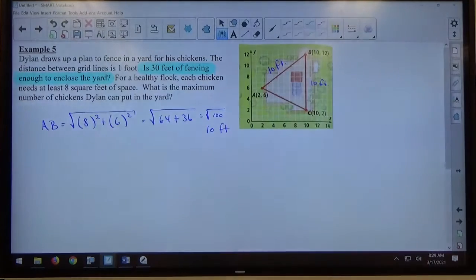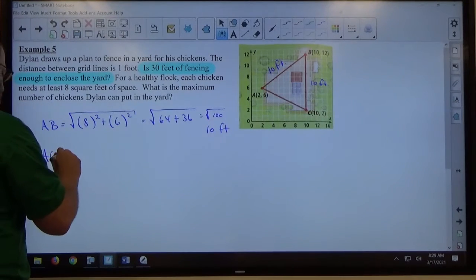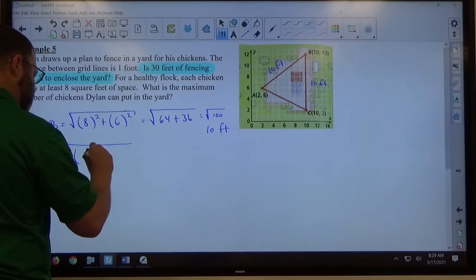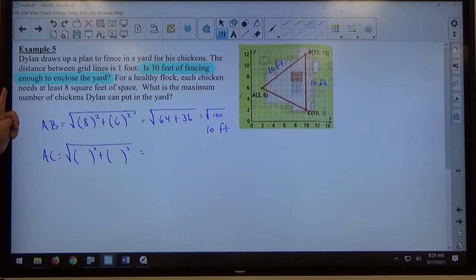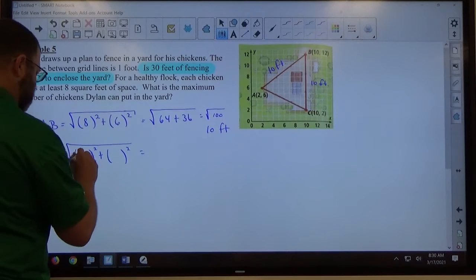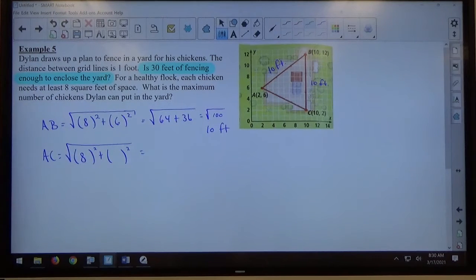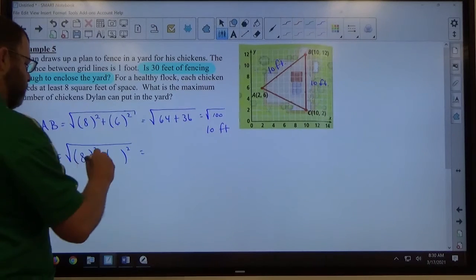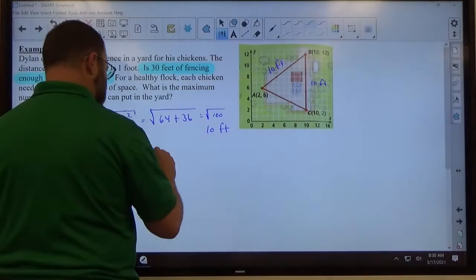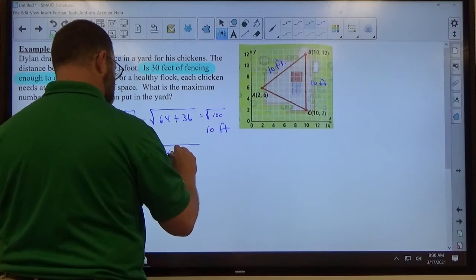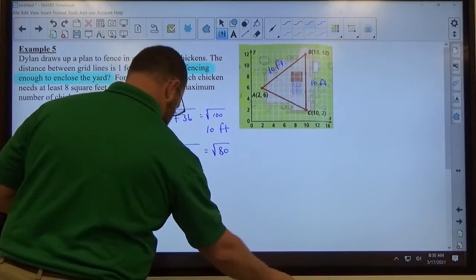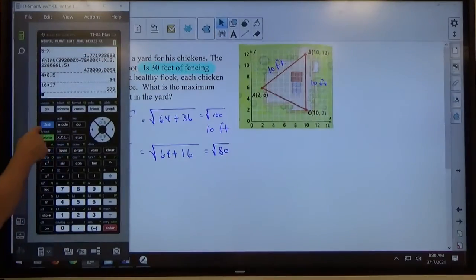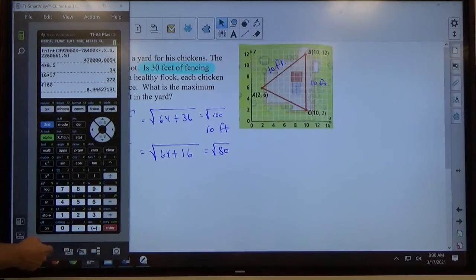And finally AC. We're trying to find the length of a segment, so we're using the distance formula again. AC, we're going from 2 to 10, which is 8 spaces. We're going from 6 to 2, which is 4 spaces. That gets me the square root of 64 plus 16, which is the square root of 80. A little bit less than 9, but I'm going to use a calculator here. Square root of 80 is 8.94 feet.